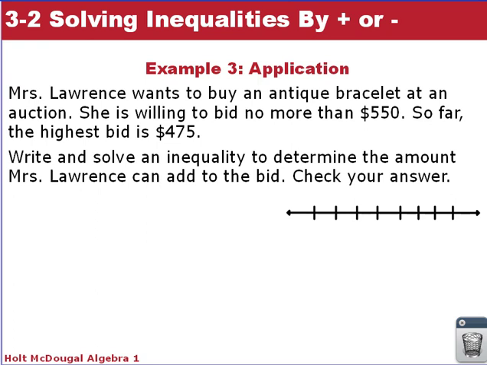Example 3. Mrs. Lawrence wants to buy an antique bracelet at an auction. She is willing to bid no more than $550. So far, the highest bid is $475. We want to write and solve an inequality, determine the amount Mrs. Lawrence can add to the bid, and then check our answer.